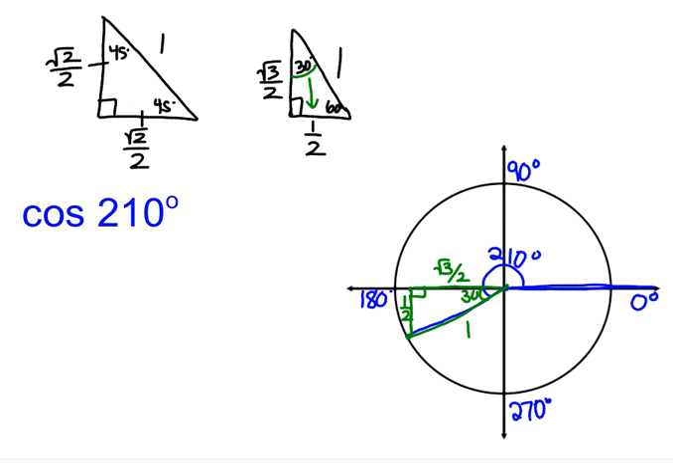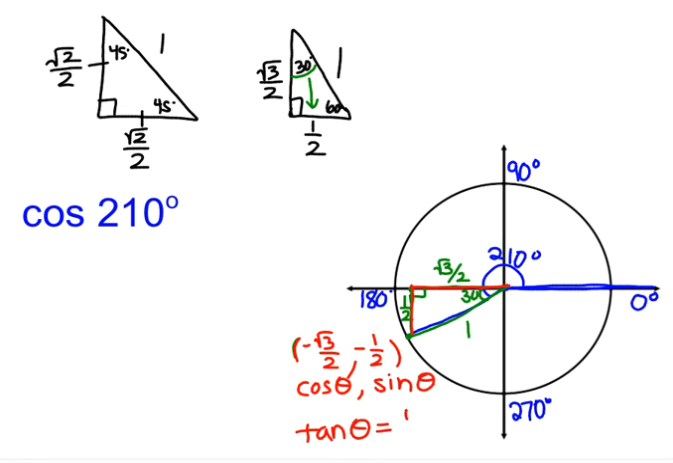Now that I've labeled it in this circle, I have enough information to find the coordinates for this point. Notice that from the origin, we've moved to the left along that square root of 3 over 2 leg, which means that's negative square root of 3 over 2. And then we've gone down 1/2, so that would be negative 1/2. And in the unit circle, we've defined that cosine represents the x-coordinate and sine represents the y-coordinate, which we derived on the first day. And then tangent is given by the ratio of y over x, or sine over cosine.